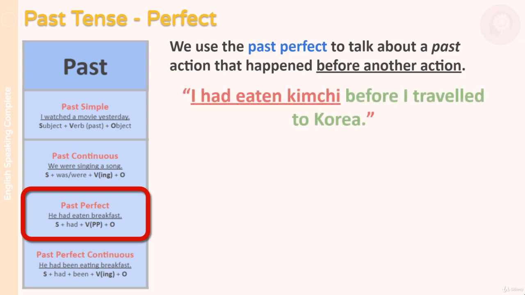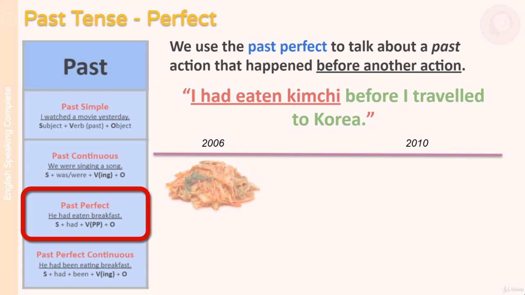I had eaten kimchi, the main part of my sentence, before I travelled to Korea. So two separate events here. Eating kimchi, travelling to Korea. Let's put this onto a timeline. So here's a timeline, 2006 and 2010. And here's some kimchi that looks quite delicious. And here's the event of me traveling to Korea. I had eaten kimchi before I traveled to Korea. So we can see 4 years before me traveling, I ate kimchi.